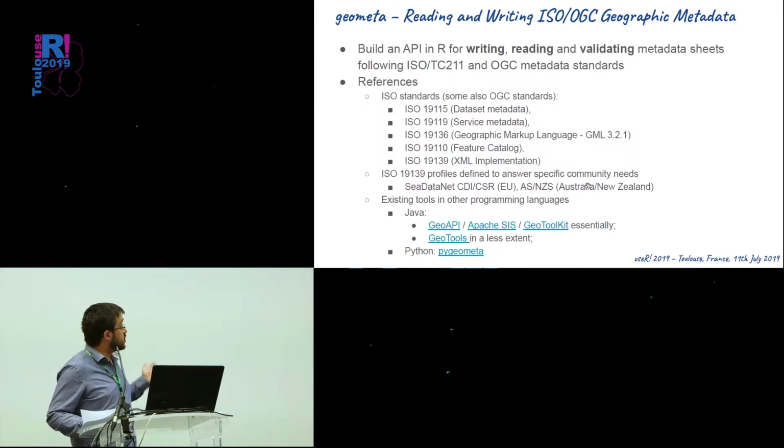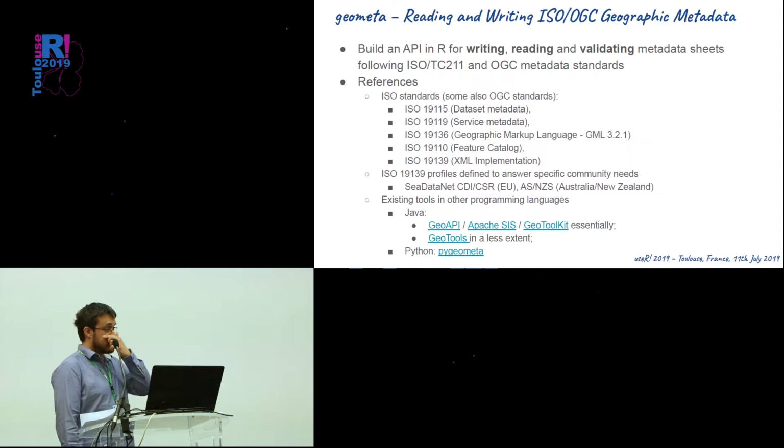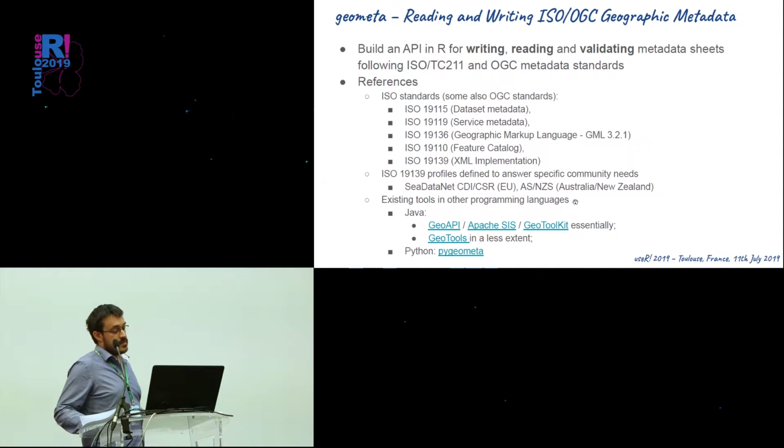The references package manages a series of standards like dataset and service metadata. Also the GML, if you are familiar with this format for GIS. Feature catalog is used for describing datasets. And of course, we have the XML implementations. There are a series of profiles, so there are specific communities that use this standard, but customize it for their own needs. So these are some examples.